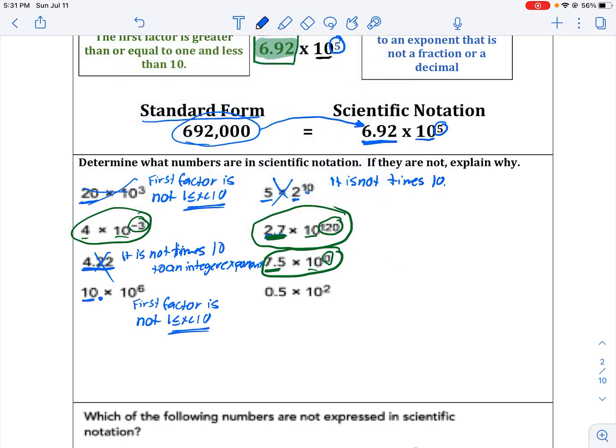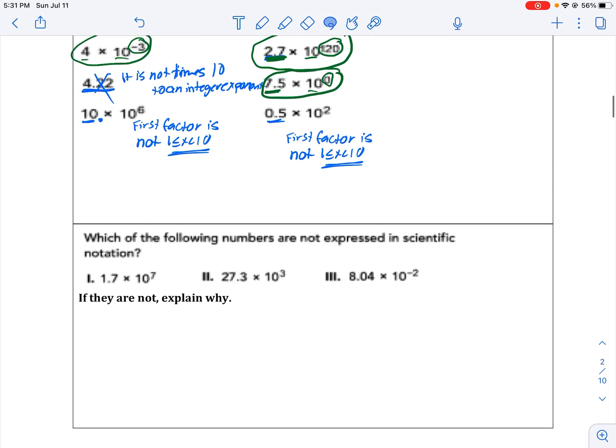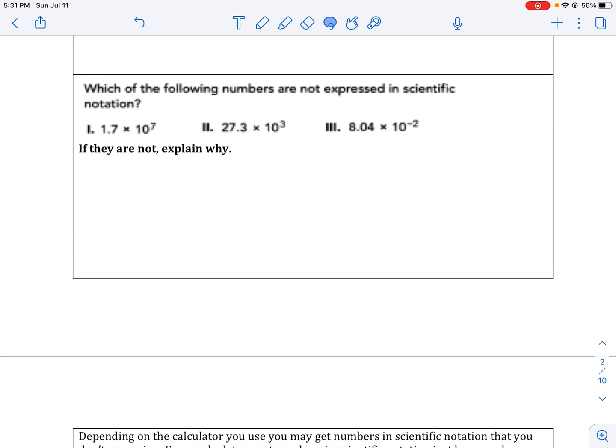The last one, that first factor again, is not between 1 and 10. 0.5 is less than 1. So which of these numbers are not expressed in scientific notation? If they are not, explain.